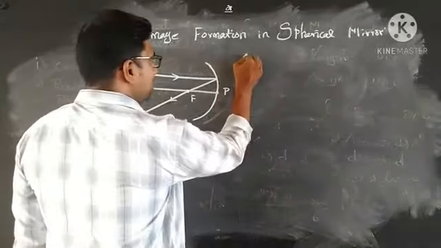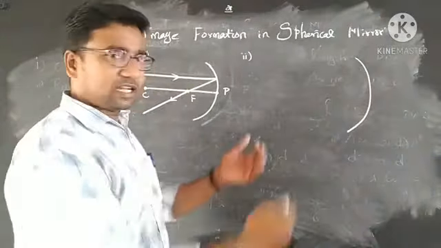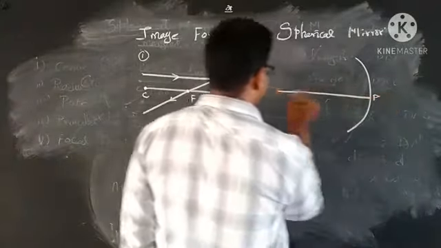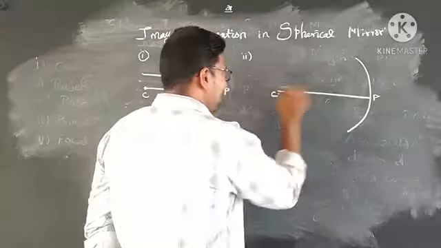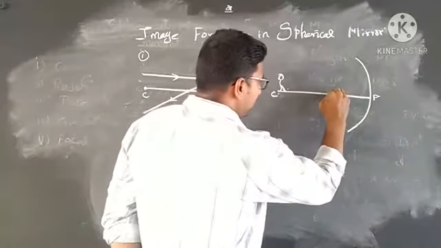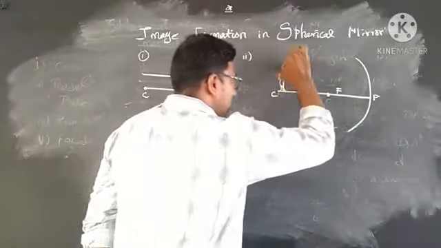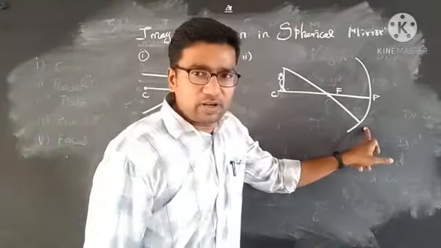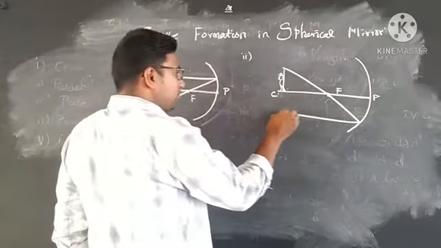The second case: again I am going to take the concave mirror. All the light rays come from the inner surface. The center of curvature and pole are connected by the principal axis. Now I am going to pass the incident ray through the principal focus F. What will happen? The incident ray falls on the concave surface and is reflected parallel to the principal axis.